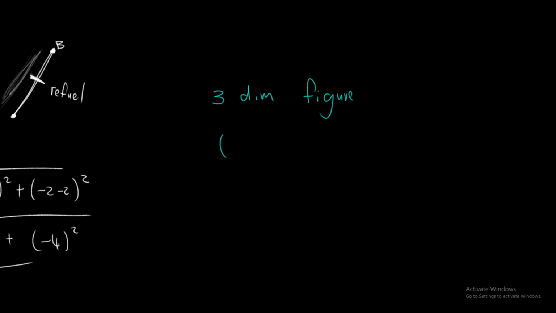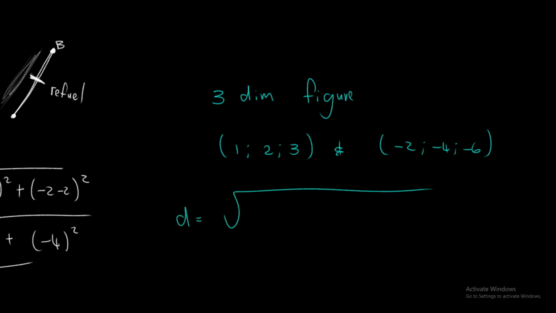So now, what if you're given these coordinates? 1, 2, 3, and -2, -4, -6. What if you're given this, and they ask you to find the distance in a 3-dimensional figure? So what do we do now?